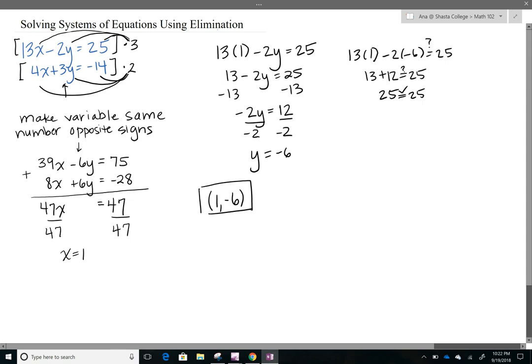Let's double check the second equation. 4 times 1 plus 3 times negative 6 equals negative 14. 4 times 1 is 4. 3 times negative 6 is negative 18. 4 minus 18 is negative 14, which does in fact equal negative 14. So 1, negative 6 is a solution to my system of equations.